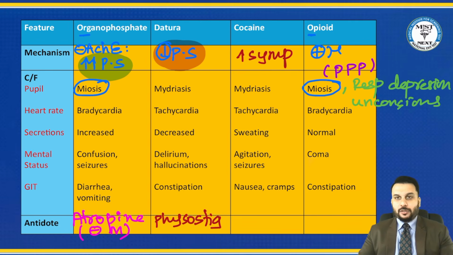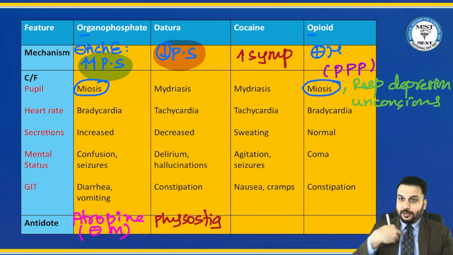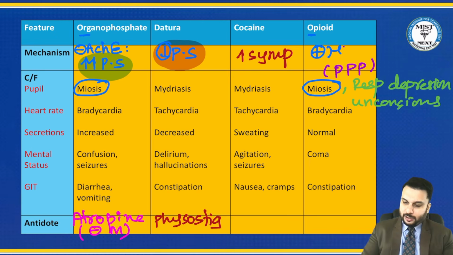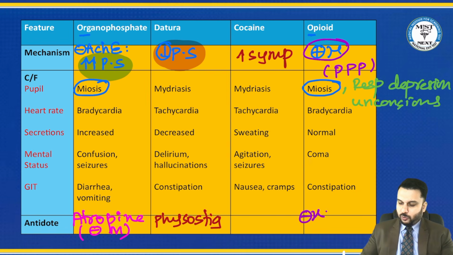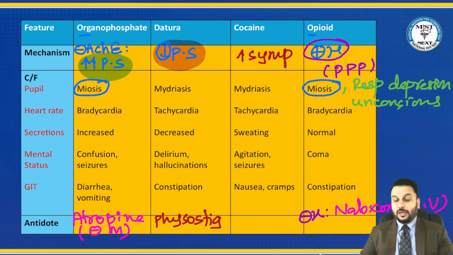This is where I intend to block the mu receptor. Right now there is too much activity of the mu receptor, so I need to block it. The drug which blocks the mu receptor is called naloxone. IV naloxone is the one that we give in the treatment. Later on, oral naltrexone can be given. So that's basically it.